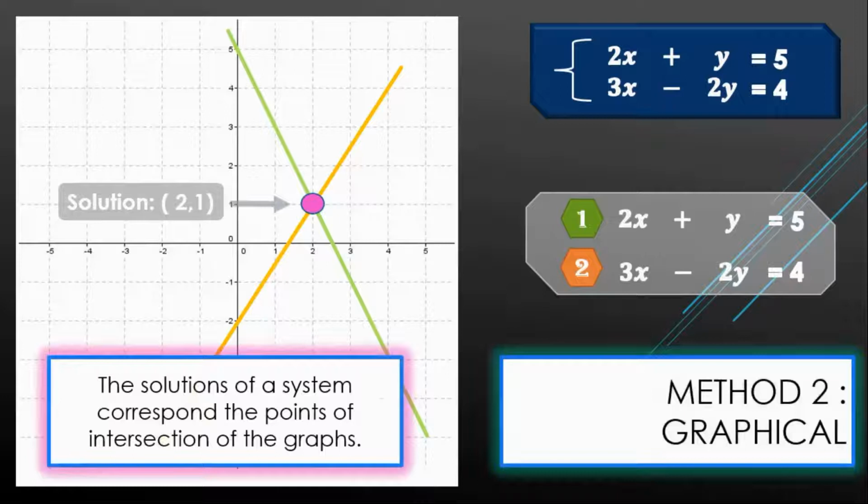This is our second method. It's the graphical method. The solutions of a system correspond to the points of intersection of the graphs. So if I have multiple lines, it needs to be a point of intersection of all of them. We have one more method to talk about. Method 3, elimination.